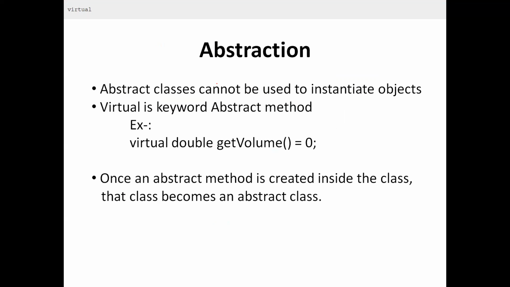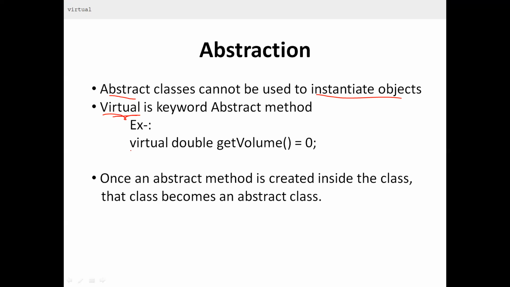Abstraction is very important. An abstract class cannot be used to instantiate an object. Virtual is the keyword for an abstract method. Normally Java has the abstract keyword, but C++ doesn't have abstract. It has the virtual keyword.